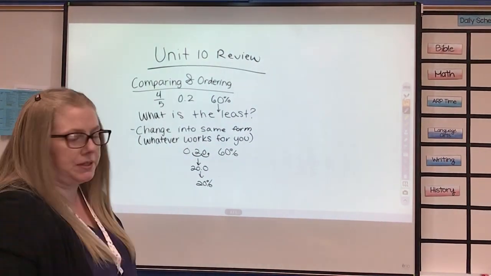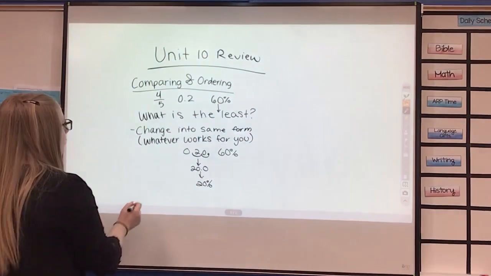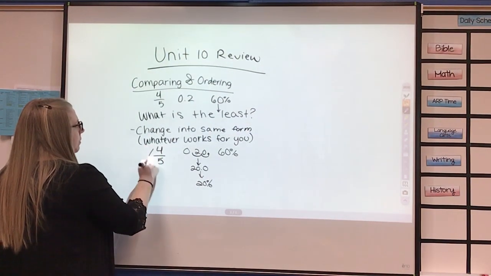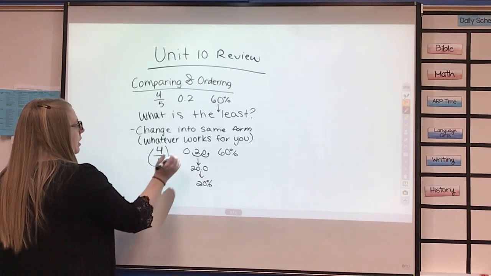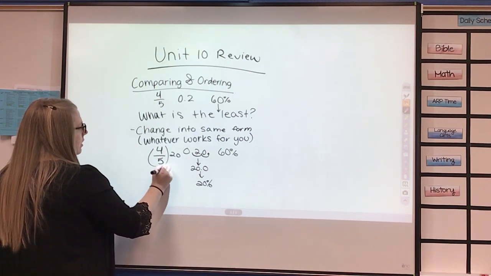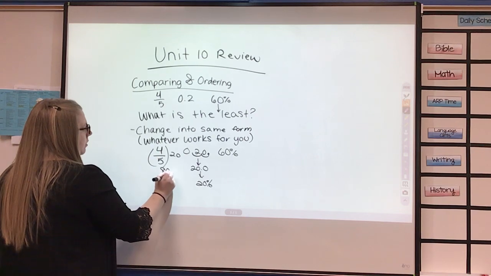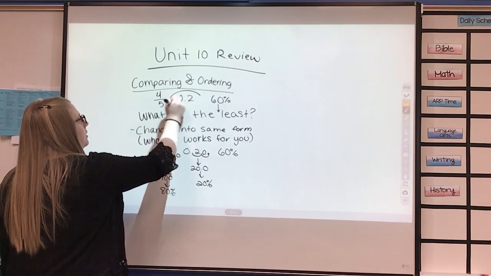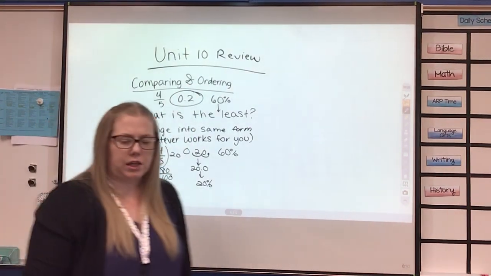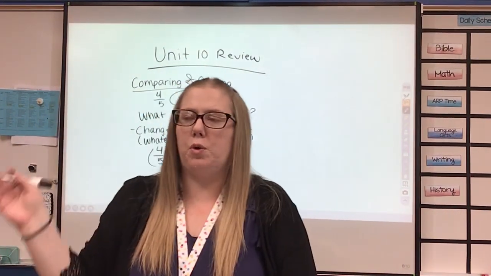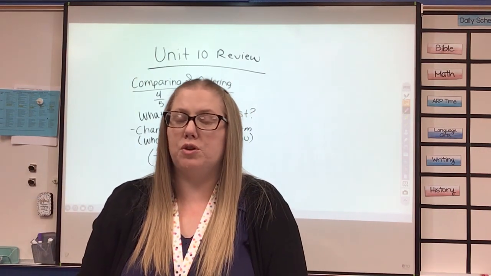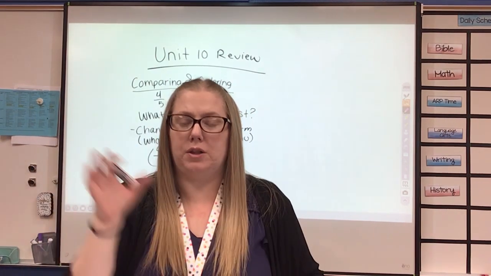And then I have 4/5, which I'm also going to change into a percent by turning this into 100. This is 80 over 100, which is 80%. So this is the least. Okay, and remember when you put it in order, or if you circle which one is the least, it needs to be in the original form.